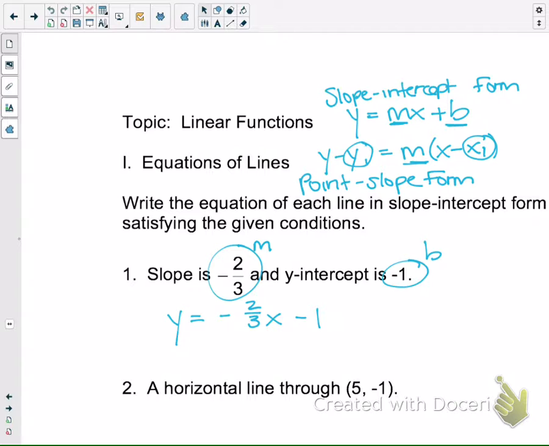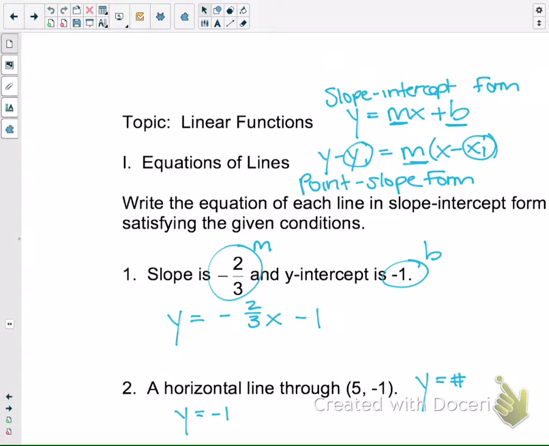Special cases are like number 2. Anyone remember horizontal lines, what those equations look like? Y equals, good. If they say a horizontal line, it is simply y equals a number. There is no slope for that. There is no x in that formula. What is the y value in the point that they have given me there? Negative 1. So simply y equals negative 1.